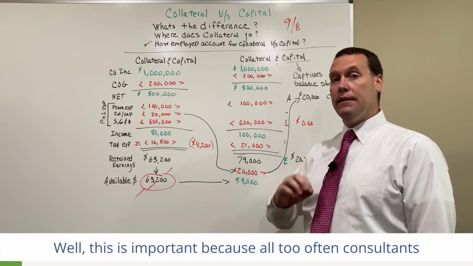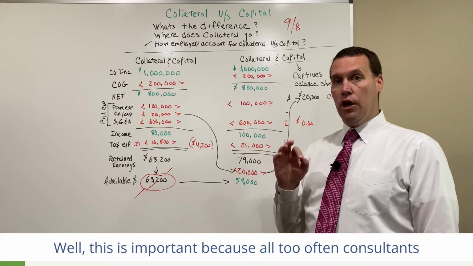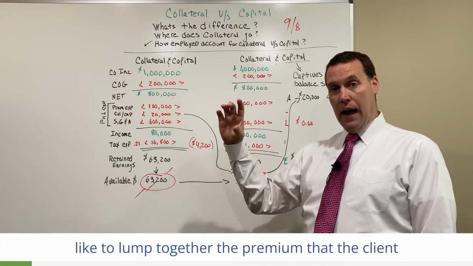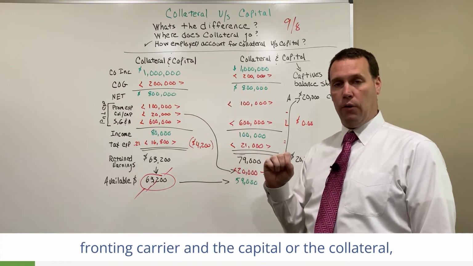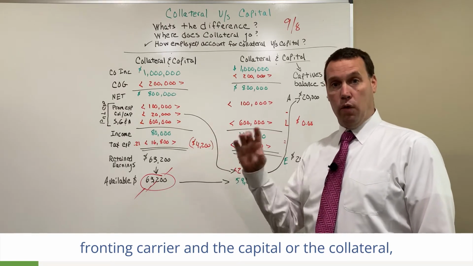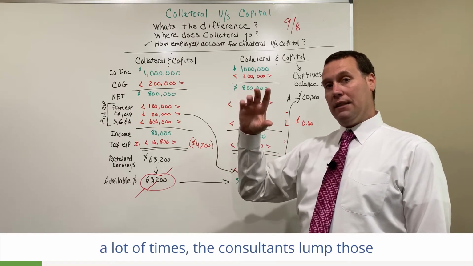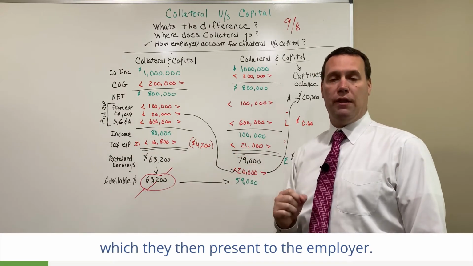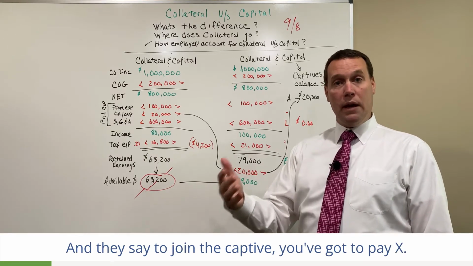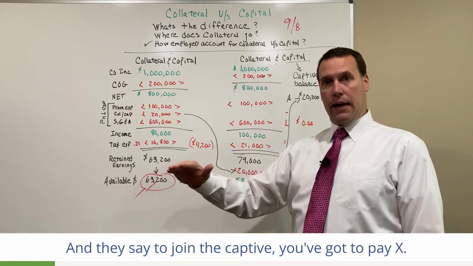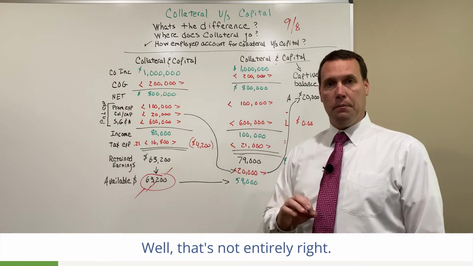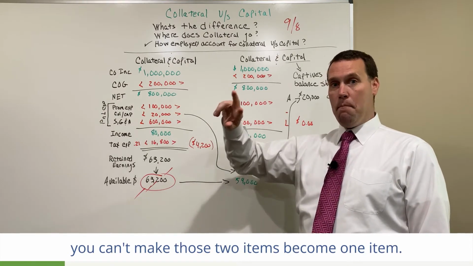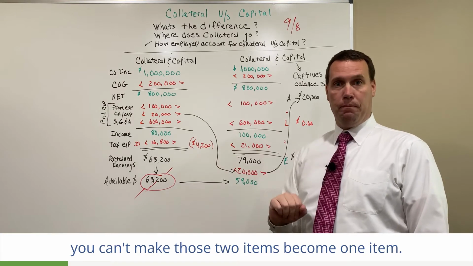How do employers account for collateral or capital? This is important because all too often consultants like to lump together the premium that the client is going to pay into the captive or a fronting carrier and the capital or the collateral. A lot of times the consultants lump those two numbers together to get a net value, which they then present to the employer. And they say, to join the captive, you've got to pay X. Well, that's not entirely right. Yes, the employer has to pay two items, but you can't make those two items become one item, okay?